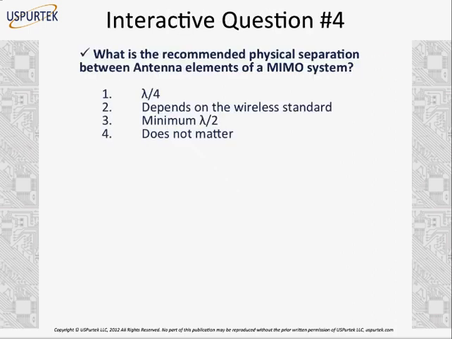Now let's stop for a moment once more. So what is the recommended physical separation between antenna elements of a MIMO system? Is it lambda by 4, that means quarter of the wavelength? Or it just depends on the wireless standard? Or is it a minimum of lambda by 2, or half wavelength? Or it does not matter? So what do you think?